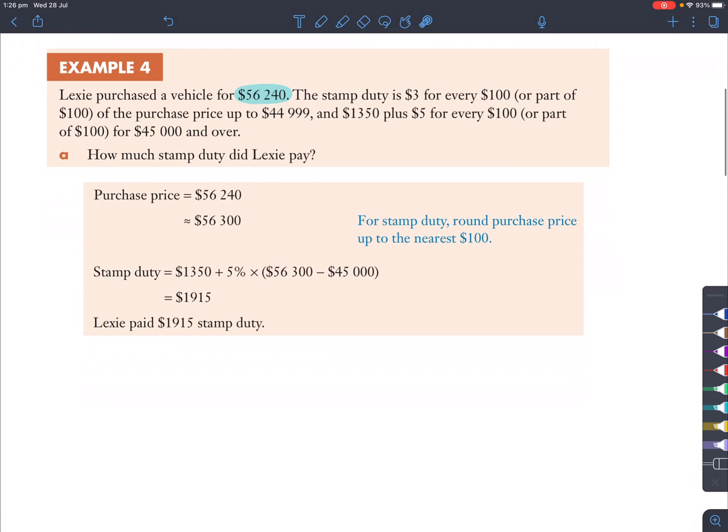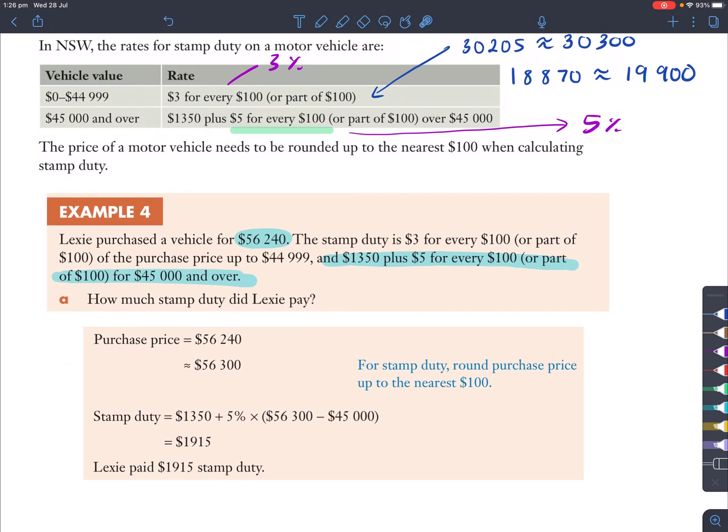So, in example 4, Lexi purchased a vehicle for $56,240. The stamp duty is $3 for every $100, or part of $100 of the purchase price, up to $44,999, which this price isn't the case. This actually follows this sentence, which is $1,150 plus $5 for every $100, or part of $100 for $45,000 or over. So it's actually matching up with this. This part of the sentence is what was written up here. So the purchase price of this is $56,204.